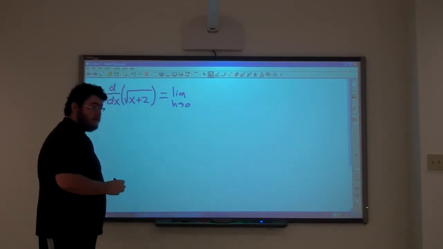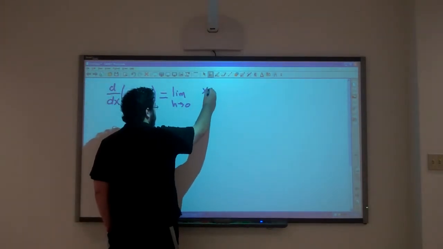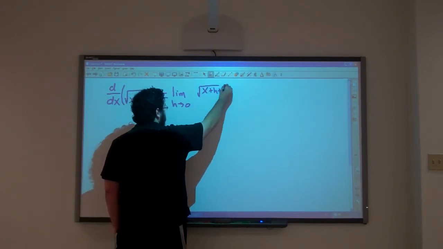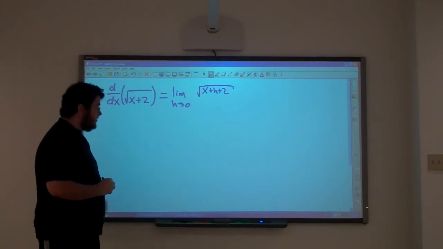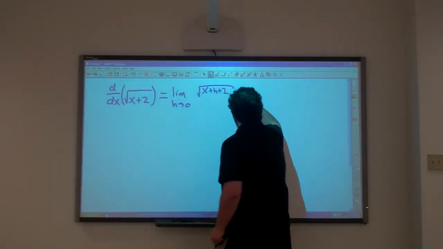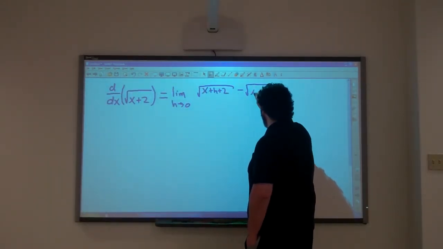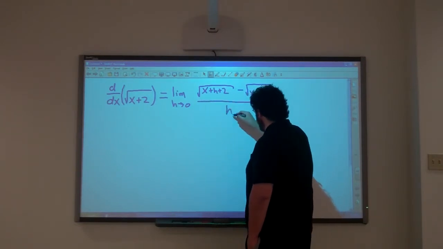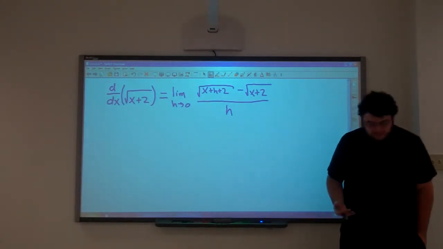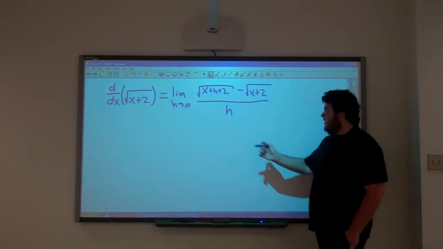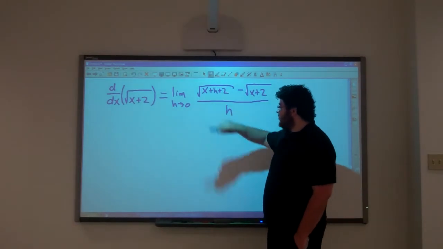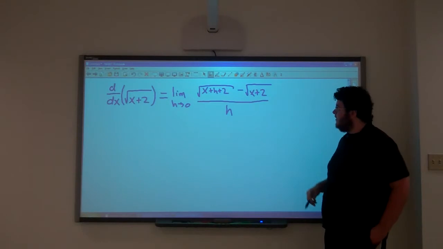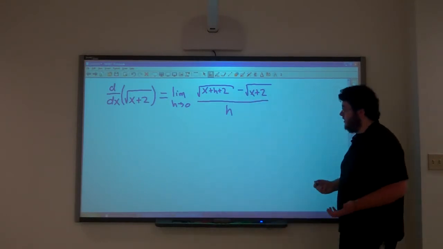All right, so we have f of x plus h, so that gives us the square root of x plus h plus 2, minus f of x, which is the square root of x plus 2. We divide by h. Okay, so here's the problem with this. As you can see, there's an h, but it's all tangled up in a square root function. There's no way to really cancel this h with that. There's no h here. There's no way to cancel these terms nicely. So what do we do?